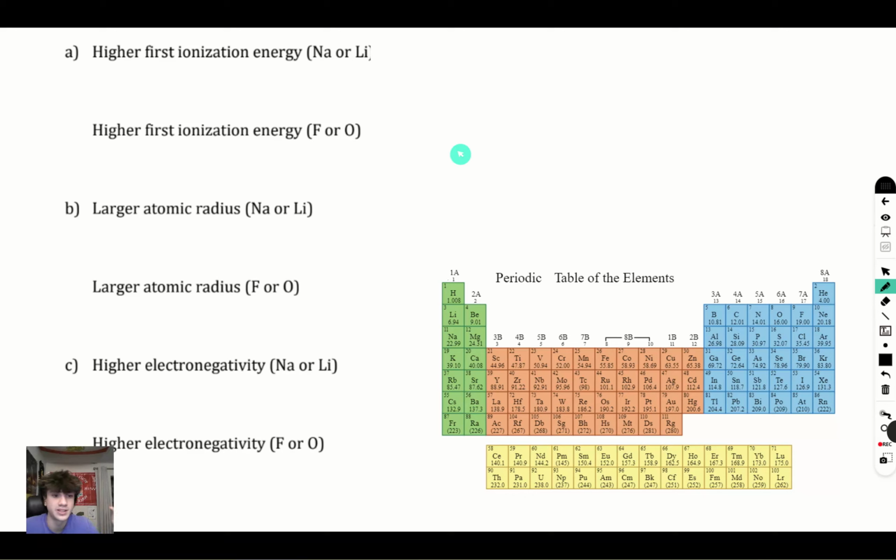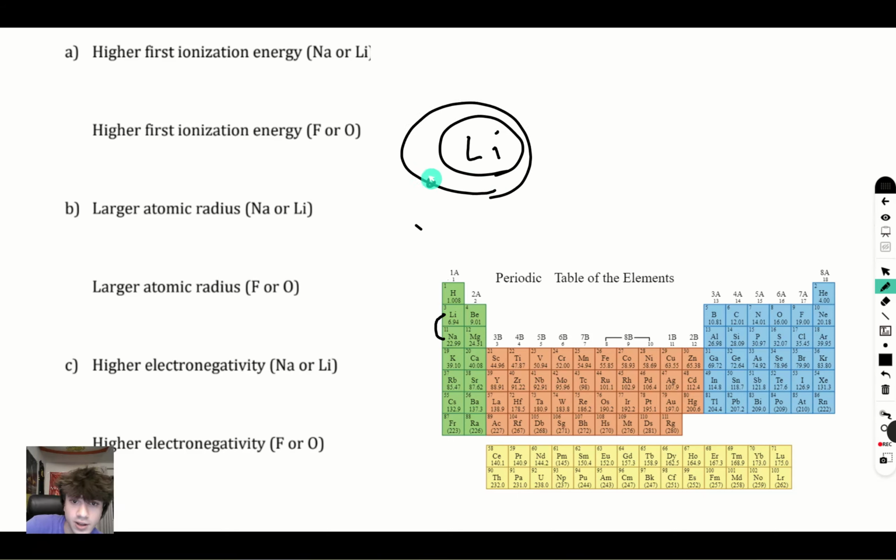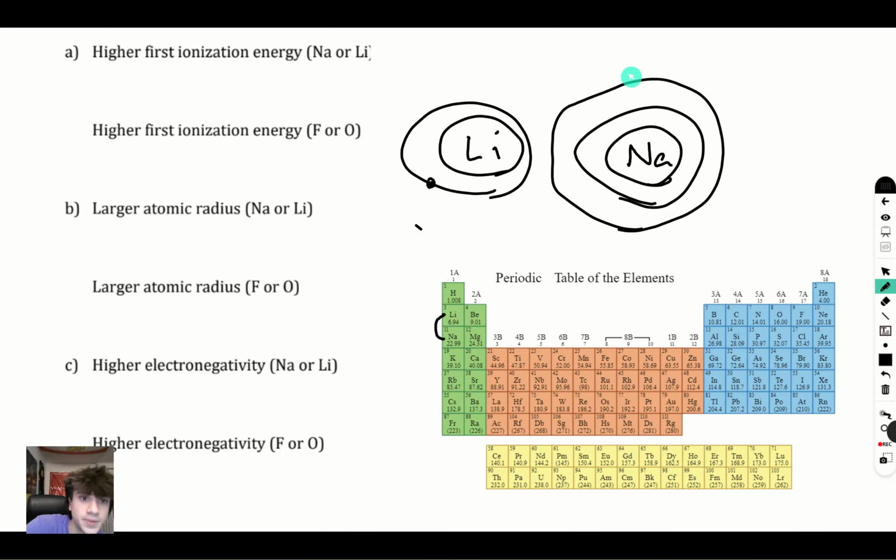So we're given the options sodium and lithium right here. So if we take a look, we have lithium, and lithium has two rings, and here's our valence electron, whereas sodium has three rings. So we have one, two, three. Here's our valence electron. So since this electron is further away from the nucleus, it's going to be easier to remove and therefore take less energy. And so therefore lithium is going to require more ionization energy to remove the electron. So for this one, we're going to go lithium.